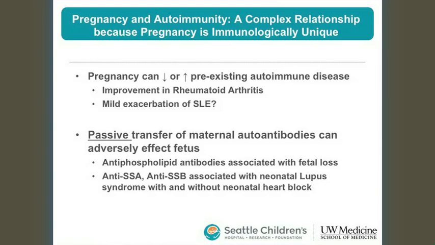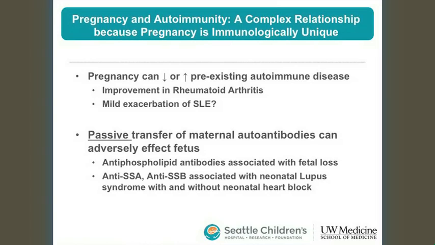So let's say the mom has lupus, or the mom may not have lupus, but she may have antiphospholipid antibodies. They're associated with fetal loss. So when you do a workup on a woman who can't get pregnant, this is part of the workup, to look for antiphospholipid syndrome.